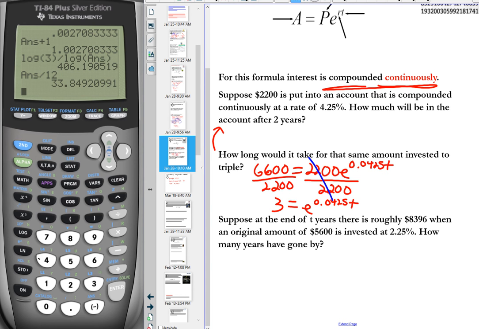ln. ln means natural log. So what I'm going to be able to do here, I don't have to change the base. All I got to do is take the ln of both sides. No, that does not say in, it says ln. The ln is going to cancel out the e.